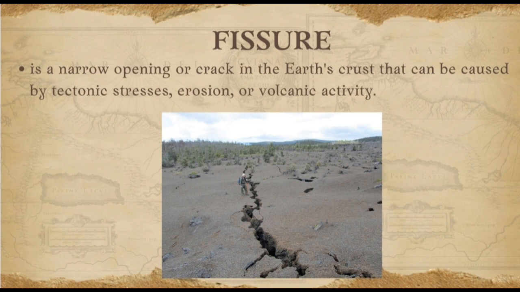Now we have the fissure. A fissure is a narrow opening or crack in the Earth's crust that can be caused by tectonic stresses, erosion, or volcanic activity. Fissures can provide pathways for groundwater flow and can sometimes be associated with hot springs or geothermal activity. Fissures are also often filled with mineral bearing materials. On volcanoes, a fissure is an elongate fracture or crack at the surface from which lava erupts.